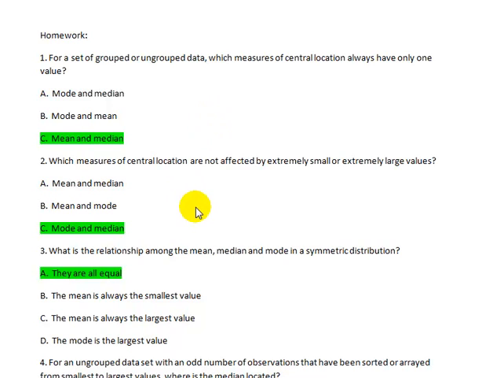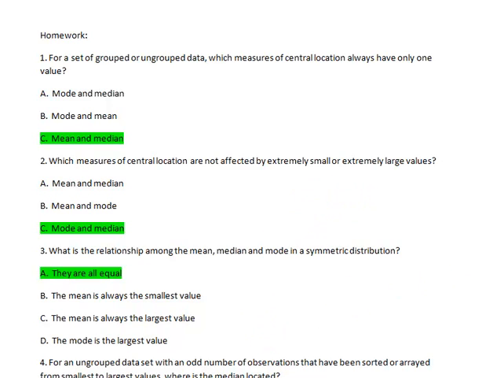Which measures of central location are not affected by extremely small or extremely large values? And the answer is the same. Mean is sometimes affected by extremely small or large values. So in the next chapter, chapter 4, when we study skewness, you will know the skewness is caused by the mean being different from the median or mode, just because the mean is sometimes affected by extreme values.